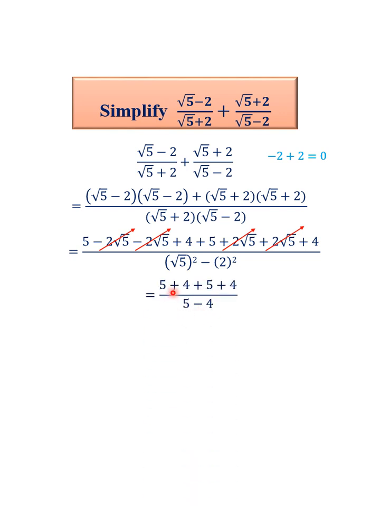So that becomes 5 plus 4 plus 5 plus 4 all over square root 5 squared. The square cancels the square root. We are left with 5. Of course, 2 raised to power 2 is 4. 5 minus 4 is 1. So anything we get from the numerator is the answer. And that is 5 plus 4, 9, plus 5, that is 14, plus 4, 18. And the answer to the question is 18. Very simple, and this is the answer.